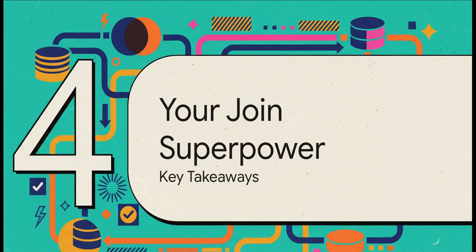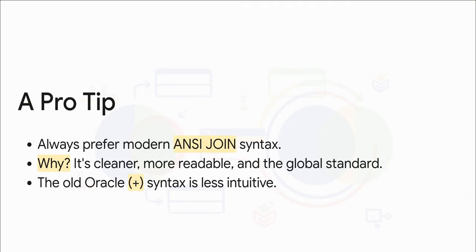Phew! We have covered a ton of ground. You now have the core concepts to connect just about any data you can imagine. So let's wrap this up and really cement your new superpower with a few key takeaways for writing clean and powerful queries. Okay, lean in because this is a big one. Please, please always use the modern ANSI JOIN syntax. Why? Because it is so much cleaner and easier to read. It separates what you're joining on from what you're filtering on, which will save you and your teammates so many headaches. It's the global standard for a reason.